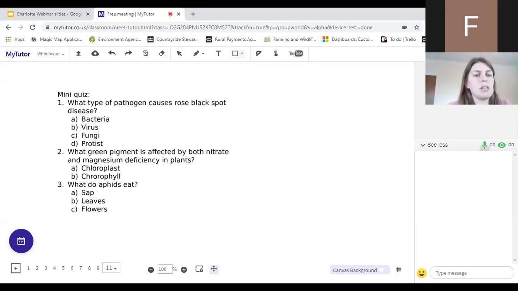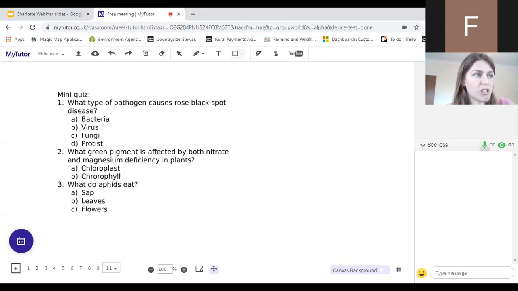Okay, let's have a go at the mini quiz. So use the chat function for this one. Number one, what type of pathogen causes rose spot or rose black spot disease? A, bacteria, B, virus, C, fungi, D, protist. A few of you have answered already, you're very on it. So use the chat function. Let's see what you think.